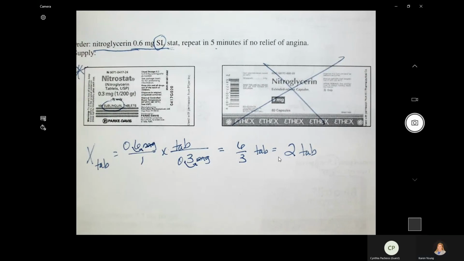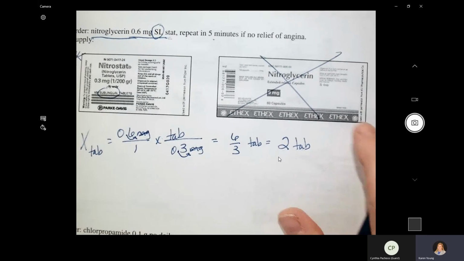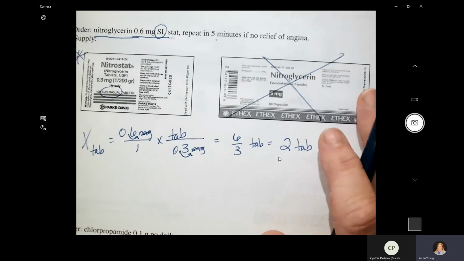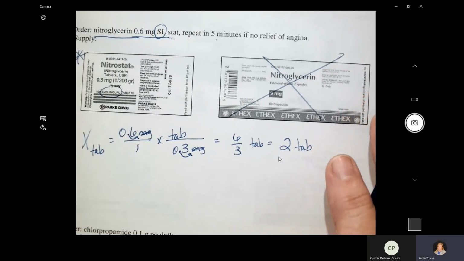There's a word that they use for that. If you give them the extended release, it's not going to work as quickly. So if they're having a heart attack and you give them the extended release, they could go ahead and have that heart attack. So you want to make sure that you're giving the right thing. Now, the extended release is given when people have had heart attacks or they've got clogged arteries.